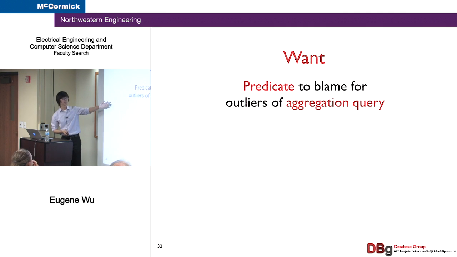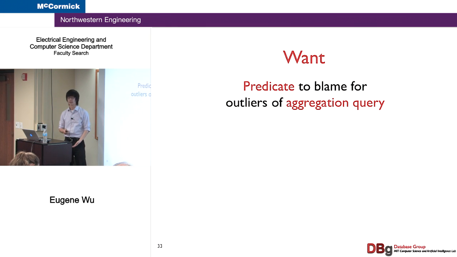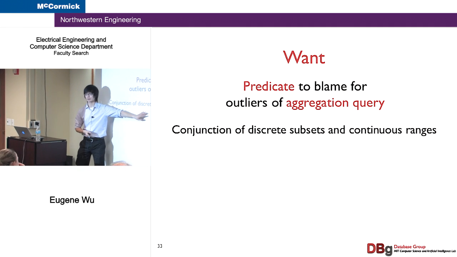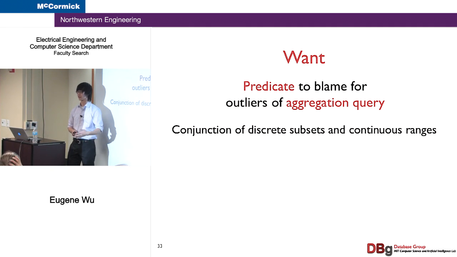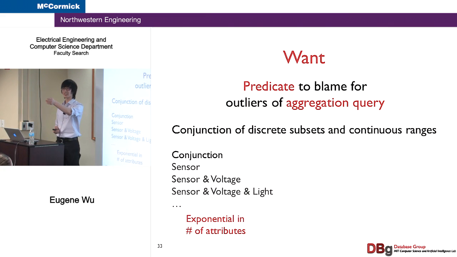So this predicate space is huge compared to just arbitrary subsets of the data, right? Because when I say predicate, I mean a conjunction of discrete subsets of discrete attributes and then continuous ranges over the continuous attributes. And so this is exponential, as we know.